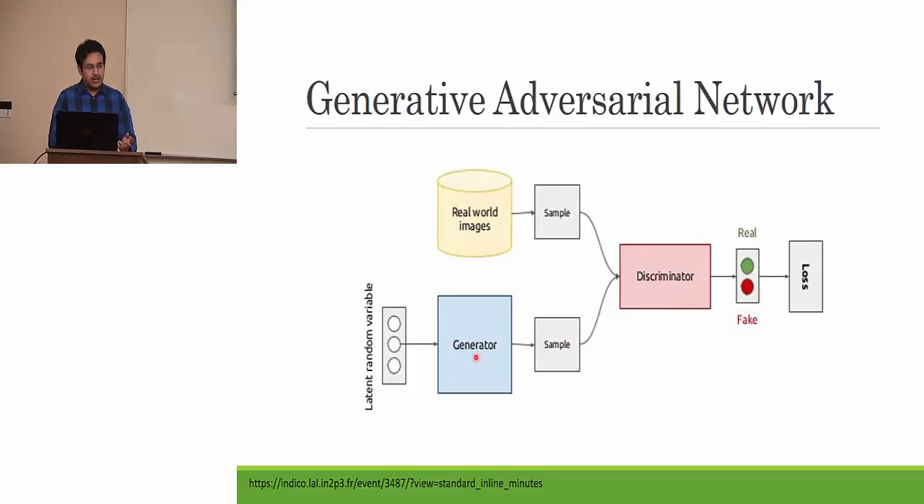So the discriminator and the generator play a game where the generator tries to fool the discriminator, and the discriminator is trying to do a good job at discriminating between the two. So at the end of the training, the generator will be really good at generating images that are very close to real world images, and the discriminator will reach an equilibrium.